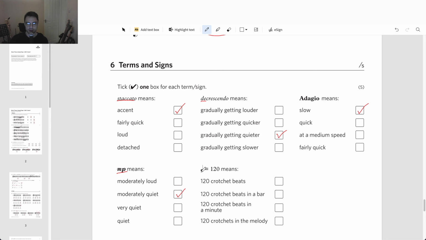And now we have a tempo marking. Crotchet equals 120. Does that mean 120 crotchet beats? No, this is telling us that we have to play 120 crotchets in a minute. So 120 crotchet beats in a minute. We could also say the BPM. BPM is beats per minute. 120 beats per minute. What kind of beats are they? They're crotchet beats. So 120 crotchet beats in a minute.